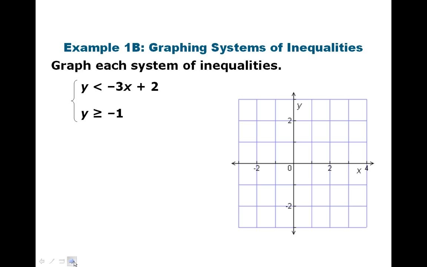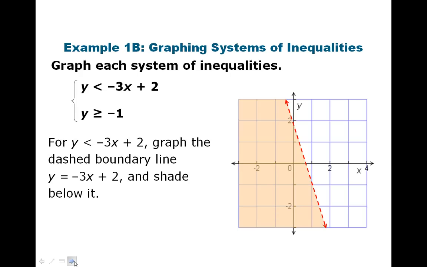Let's look at another example. We have y is less than negative 3x plus 2, and y is greater than or equal to negative 1. So again, graph the top one with negative 3x plus 2. Our y-intercept is 2 and our slope is negative 3. That means we're going to go down 1, 2, 3 over 1, down 1, 2, and it goes off the graph over 1. This is a dashed line because it is just a less than symbol.